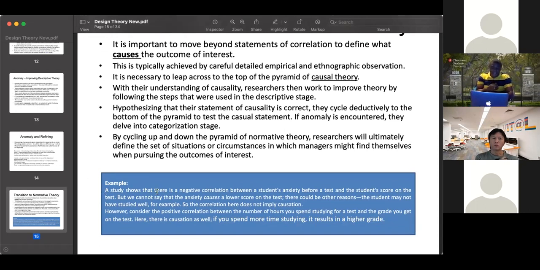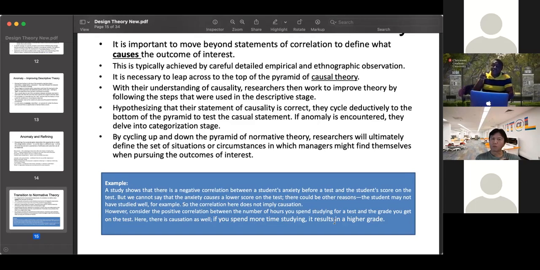For example, a study shows there is a negative correlation between a student's anxiety before a test and the student's score on the test. But we cannot say that anxiety causes a lower score on the test. There could be other reasons; the student may not have studied well, for example. So correlation does not imply causation. However, consider the positive correlation between the number of hours you spend studying for a test and the grade you get. Here there is causation as well. If you spend more time studying, it results in a higher grade.